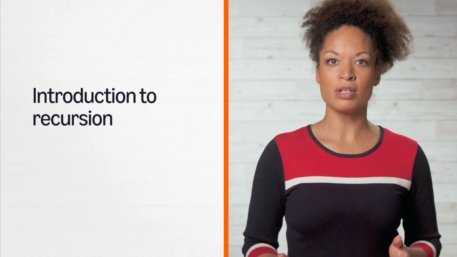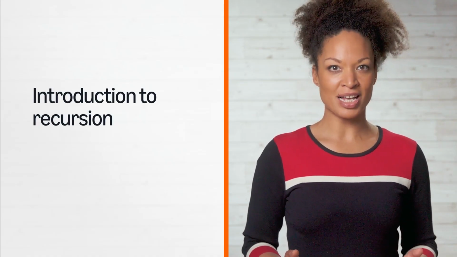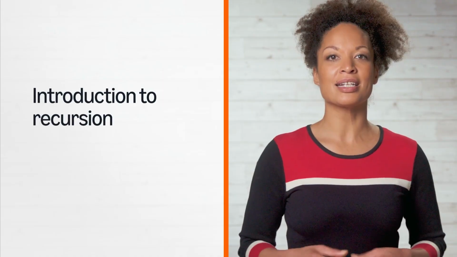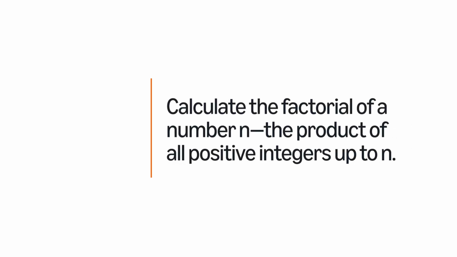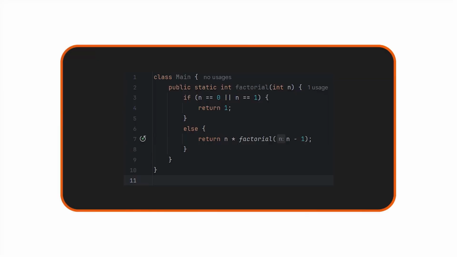When you gaze into one, you observe a reflection within a reflection, each smaller than the last. This continues until the reflections can't get any smaller. Let's say you want to calculate the factorial of a number n, the product of all positive integers up to n. You define a factorial method that takes an integer as an argument.